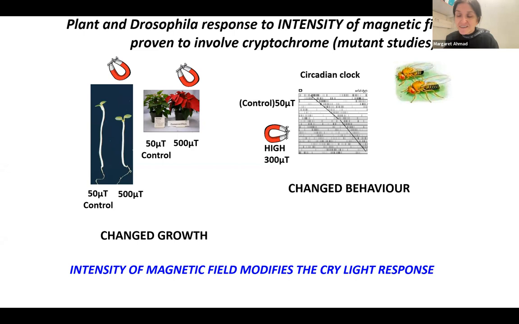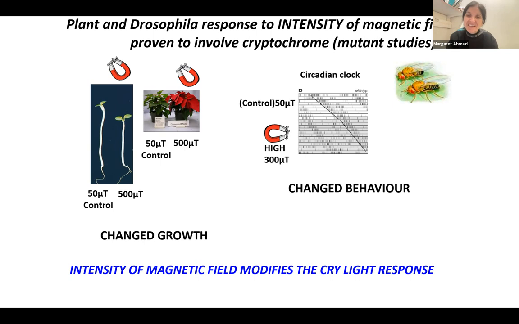phenotypes, which I'm sure we'll hear a lot more about at the meeting. But one of them is that the magnetic field is able to alter the circadian rhythms, which are cryptochrome dependent and blue light dependent. So this indirectly supported the idea of Torsten, who came up with the flash that it may be cryptochrome. Next.